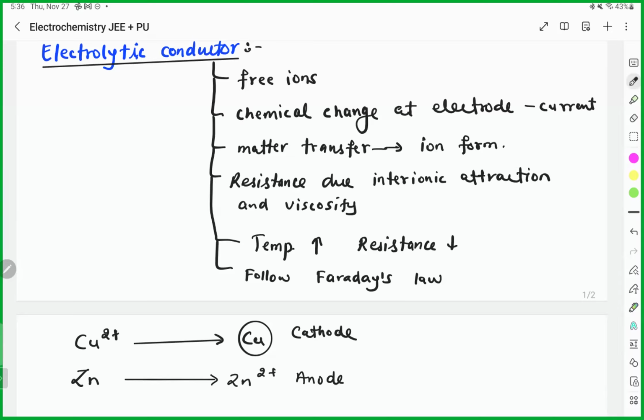And we'll talk about the resistance, cell constant, conductivity, and all that stuff, right? Yes, sir. And Faraday's laws are two important laws for your exam.